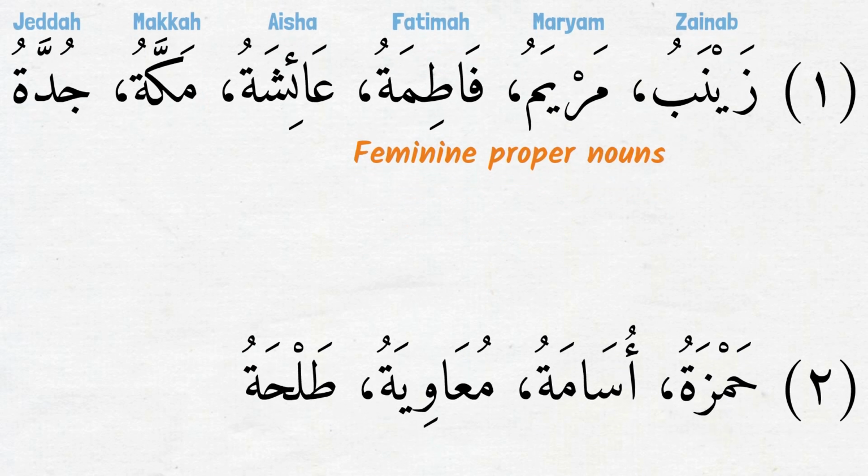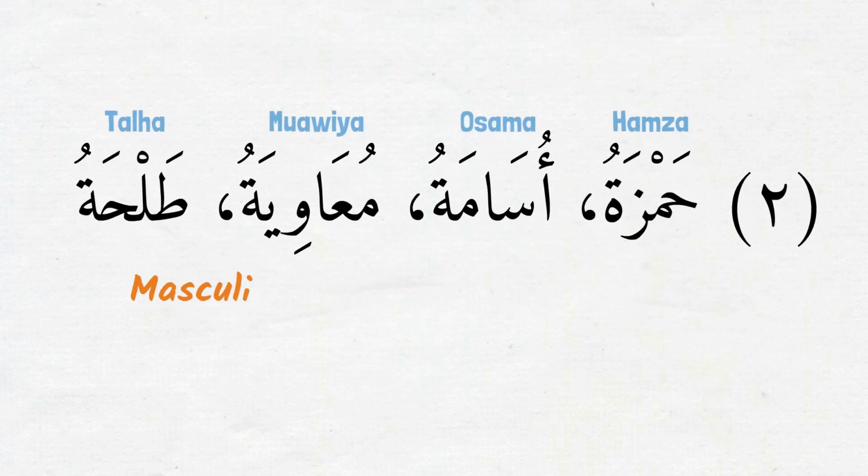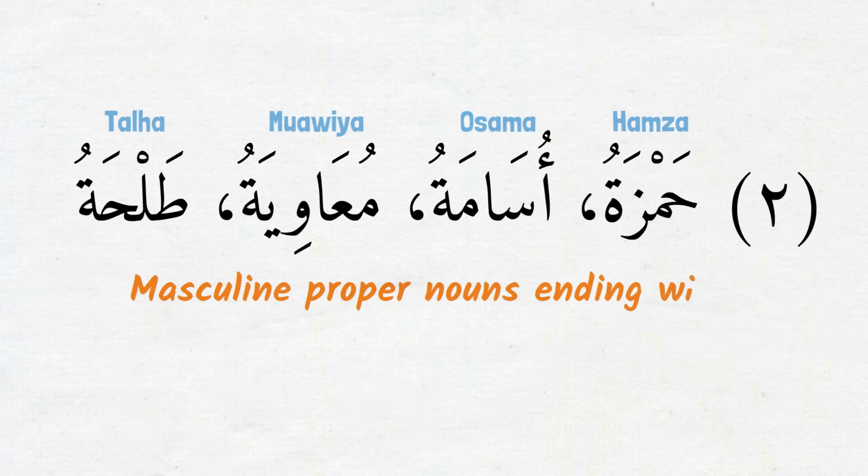The examples for the second category of ism that belong to diptotes are حمزة, أسامة, معاوية, and طلحة. These are masculine proper nouns ending with ta marbuta. So the masculine names ending with ta marbuta are الممنوع من الصرف, and they don't accept TANWEEN.